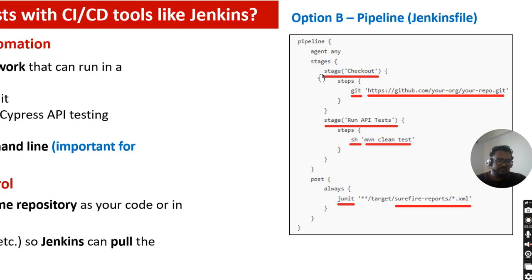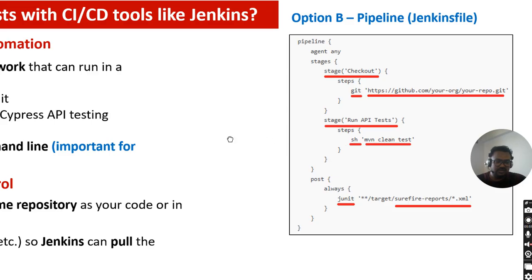So these are the predefined syntax, you can easily copy paste from Google as well. But over here you need to decide your stages, different stages. You need to decide the stage, checkout. So this pipeline needs to check out the Git repository. You can provide your Git repository over here. Then another stage will be run API test, where you can put sh and your command.